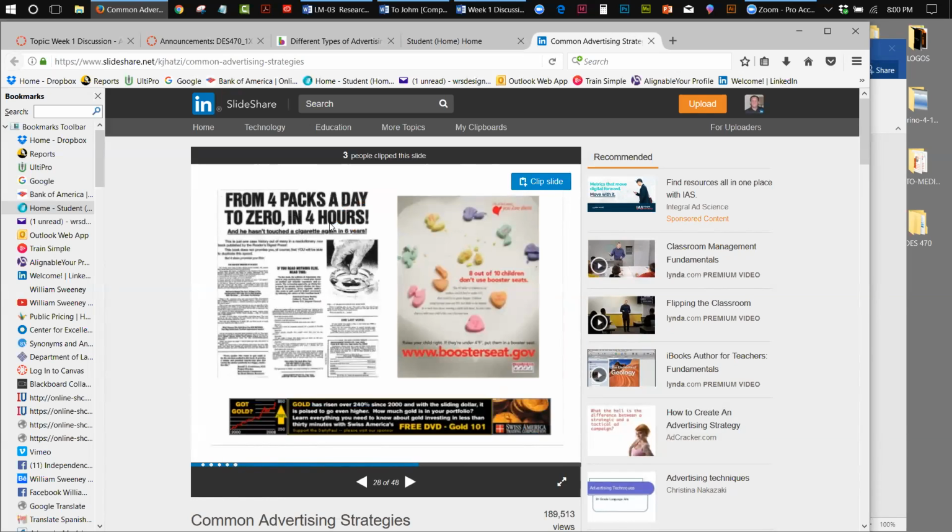8 out of 10 children don't use booster seats. Well, again, this is something that you can go in and find the data on and find out whether it's true. I don't know what date this goes back to, but it might even be different. The numbers might be different today. I don't know how old it is. It could be relatively new. It could be kind of older. What do we got down here?